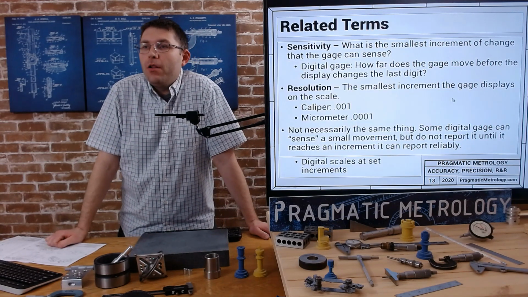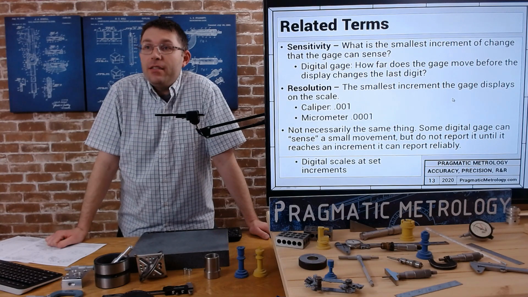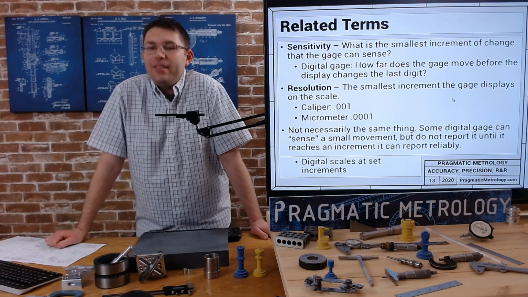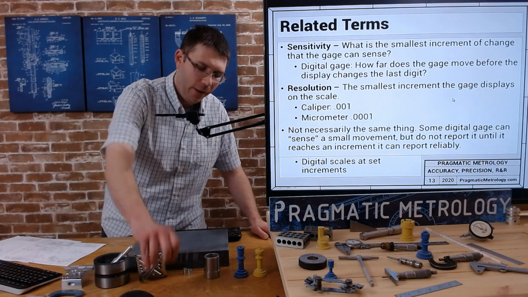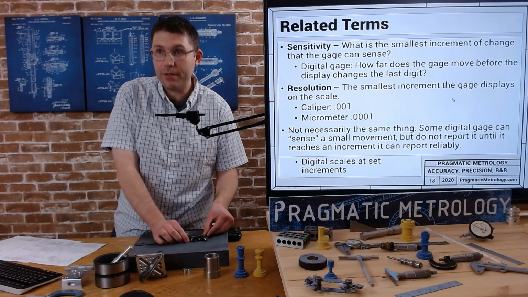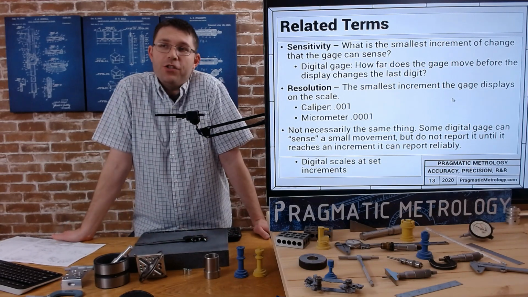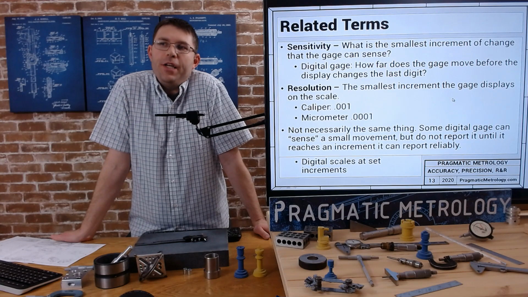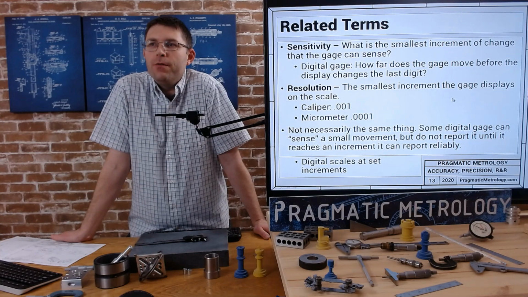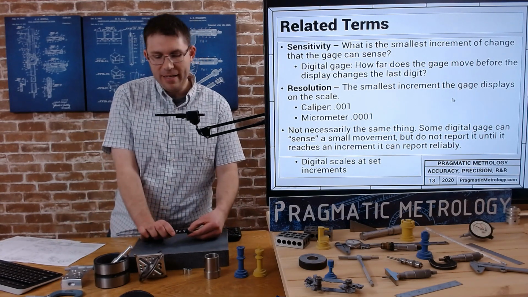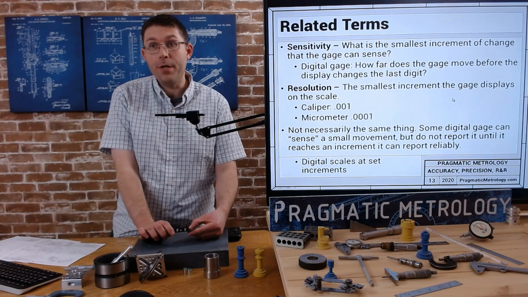Then we're gonna close off with a couple of sensitivity. So sensitivity is one that, I think about calipers when I think about sensitivity. So I say, or anything digital, what is the smallest increment of change the gauge can sense? So for example, how far does the gauge move before the display changes the last digit? Did you know that a lot of these calipers can sense movement?